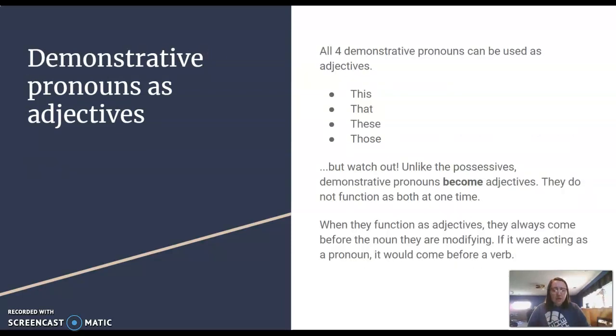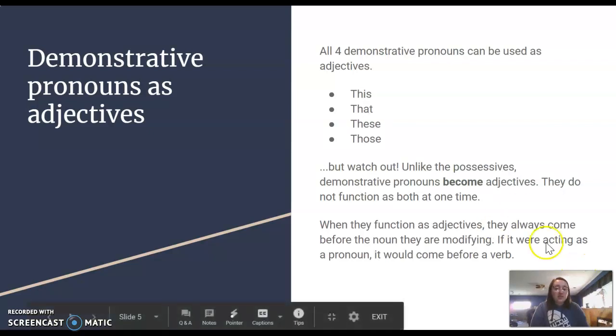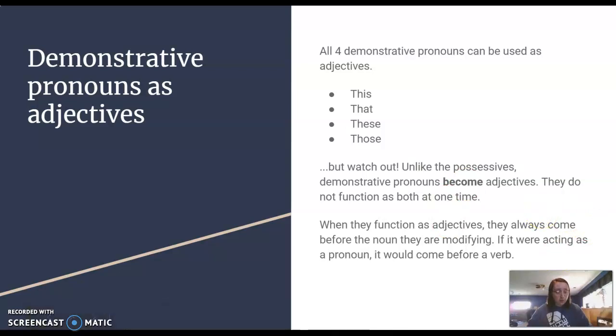When it gets tricky is when we have to look at pronouns that change into adjectives. So they aren't doing both jobs at the same time, right? You have to know, okay, is it functioning as a pronoun in this sentence, or is it functioning as an adjective in this sentence? And the ones that do this for this category are this, that, these, and those. And like I said, they do not function as both at the same time. They actually are either an adjective or a pronoun. A little trick is that when they function as adjectives, they always come before the noun they are modifying or changing. If they're acting as a pronoun, they come before a verb.